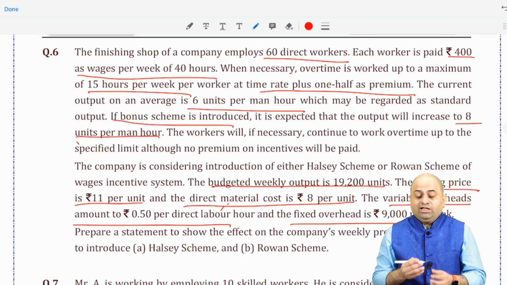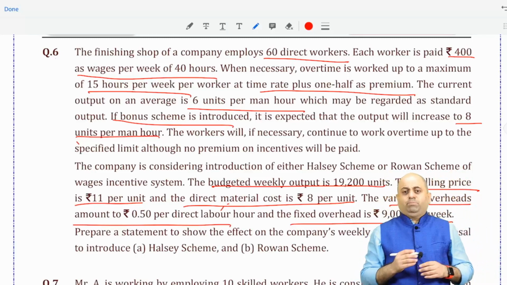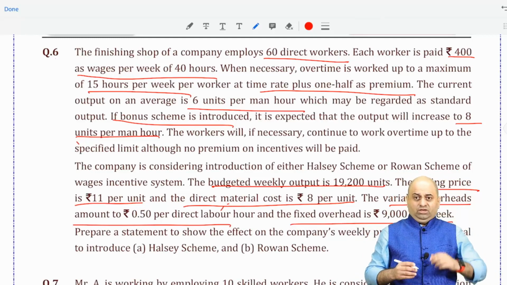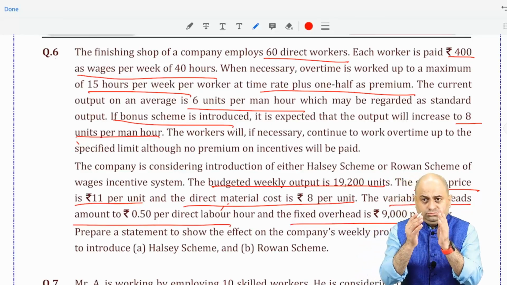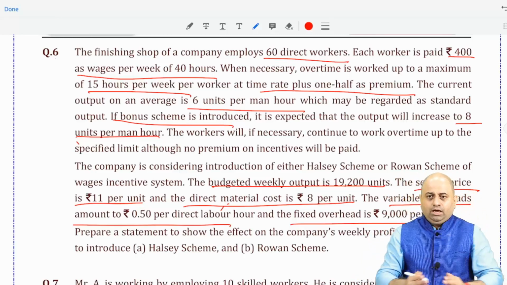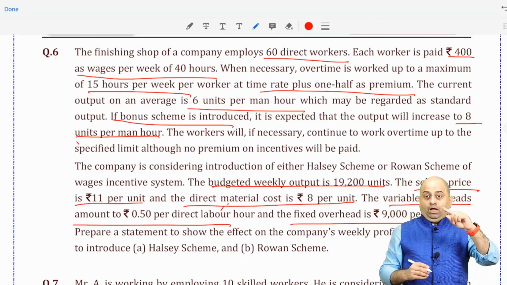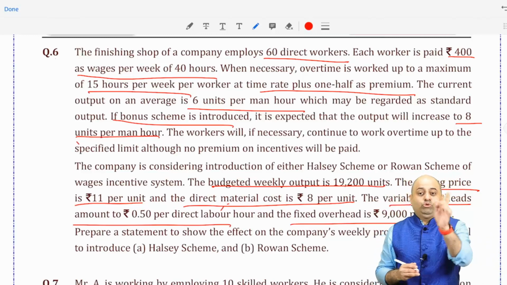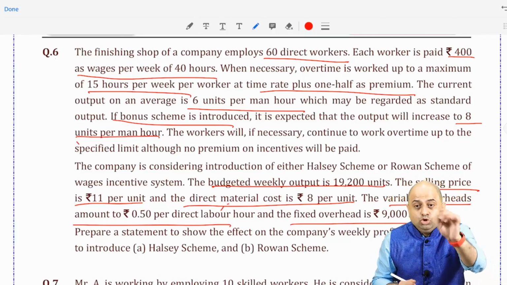So, what are the points to remember or points to think about in this question? Very simple point. The idea was most important that we will have to create cost structure and of course compare it with sales under 3 situations: present, Halsey and Rowan. All 3, I agree. But then if there is no scheme, then budgeted output is 6 units per man hour to be precise. Whereas if there is scheme, then the budgeted output is 8 units per man hour.